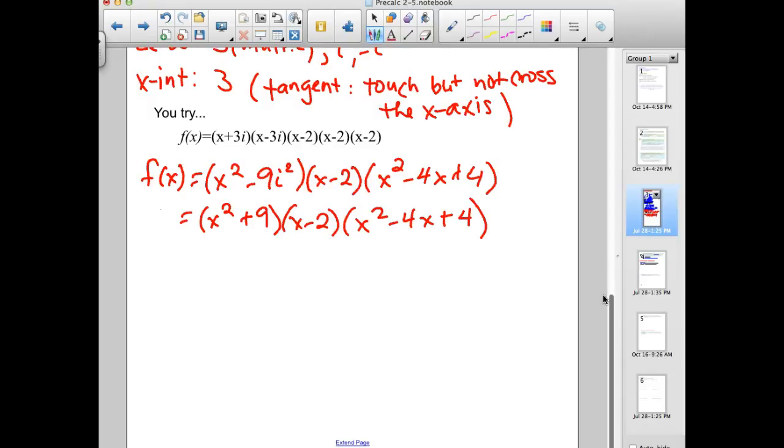All right, and then you have a choice. You could multiply x squared plus 9 and x minus 2 first. We could FOIL that out and then multiply it to our trinomial at the end. Or you could multiply your x minus 2 times your trinomial and then multiply in your x squared plus 9. Either way will work. I'm going to do these two. So we have x to the third minus 2x squared plus 9x minus 18.